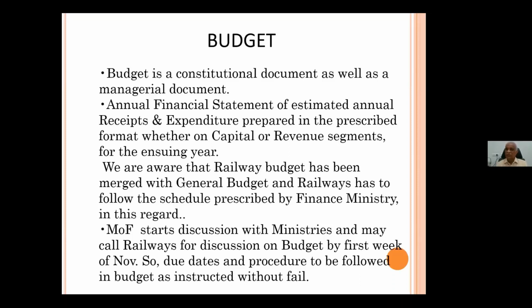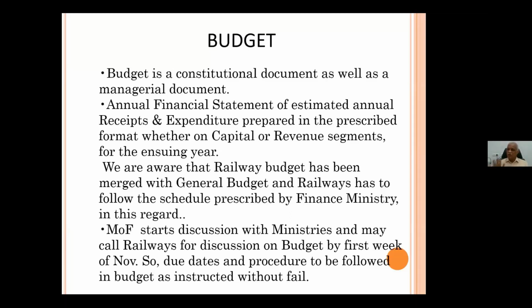What does this annual financial statement consist of? An estimate of annual receipts and expenditure. Annual receipts and expenditure of which year? Of the ensuing year. Ensuing year means coming year. So for that coming year, next year, how much receipt we are going to get and how much expenditure we are going to incur, that estimate has to be prepared.